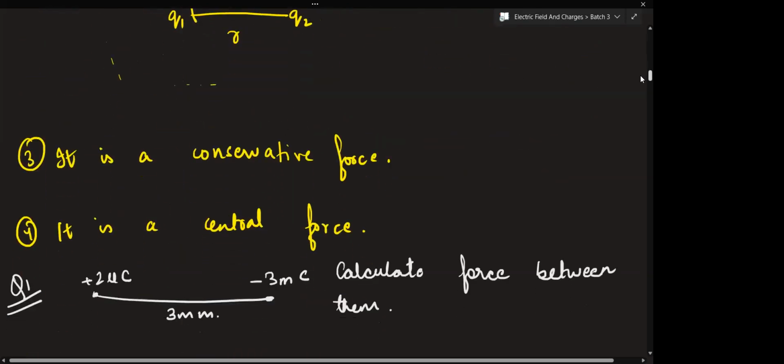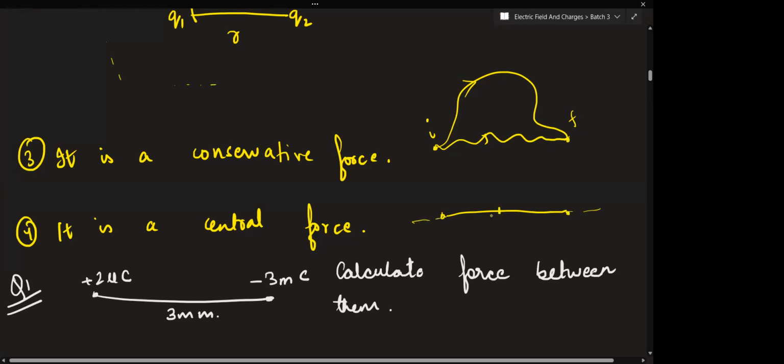Then it is a conservative force. It means the work done is independent of the path traveled. Work done depends on the initial position and the final position. It doesn't depend on this way or this way. For both of them, it depends on the same initial and final position. And the next point is that it's a central force, meaning it acts on the line joining the two charges. These are the four properties.